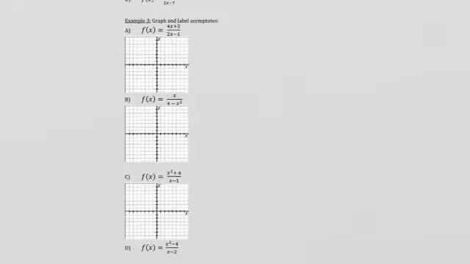Try to graph with your calculator the different cases for example number 3, and try also to find by hand the expression of your oblique asymptote, horizontal asymptote, or vertical asymptote if they do exist.